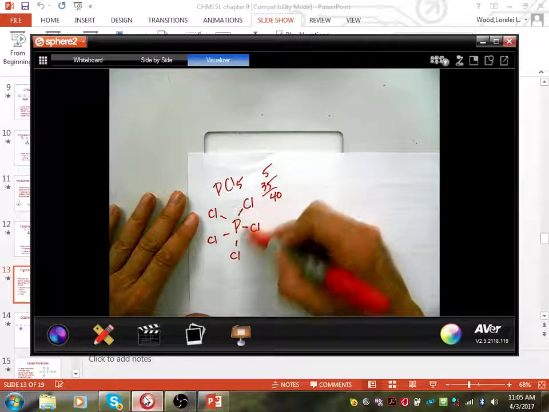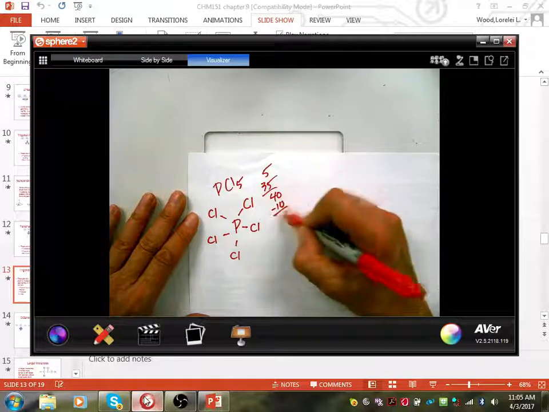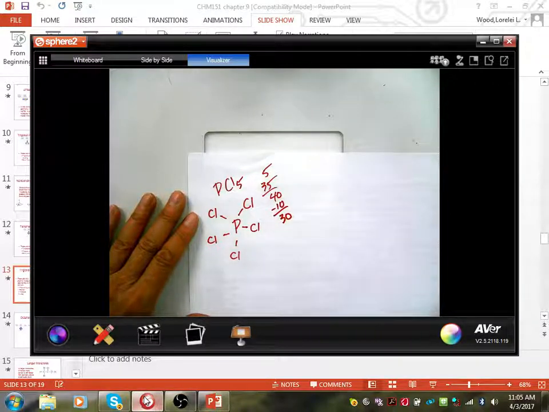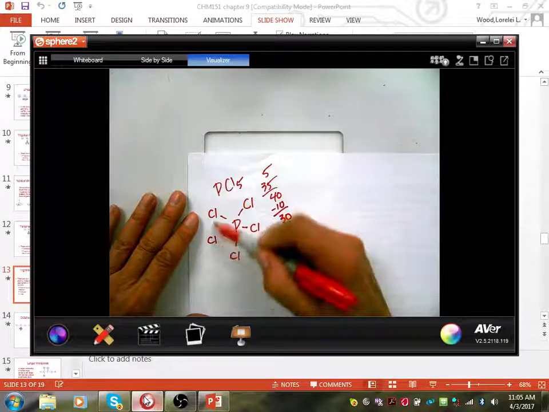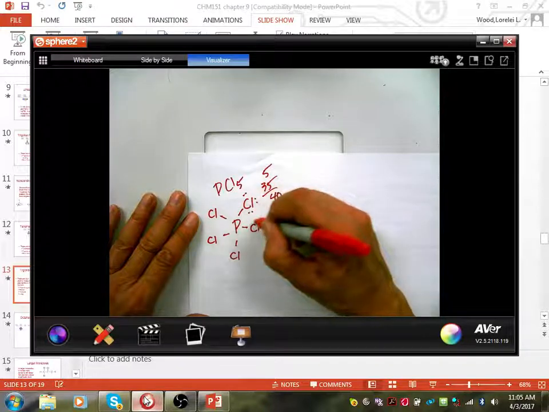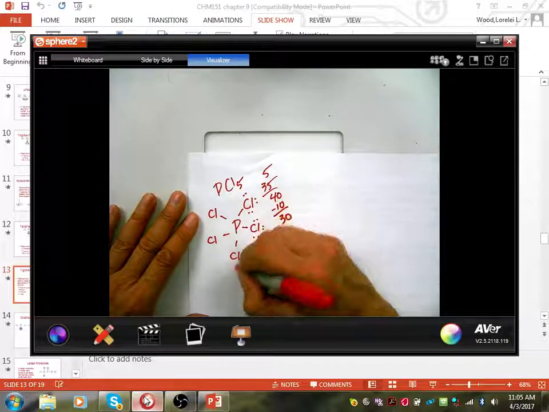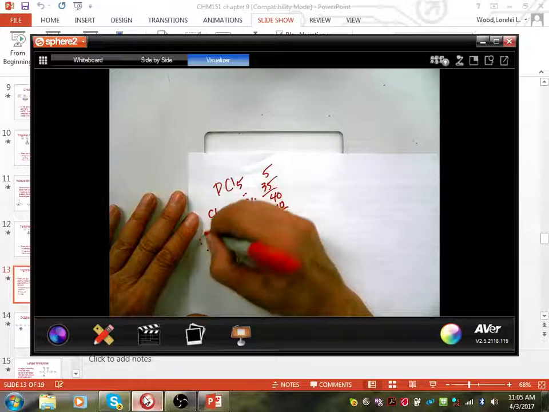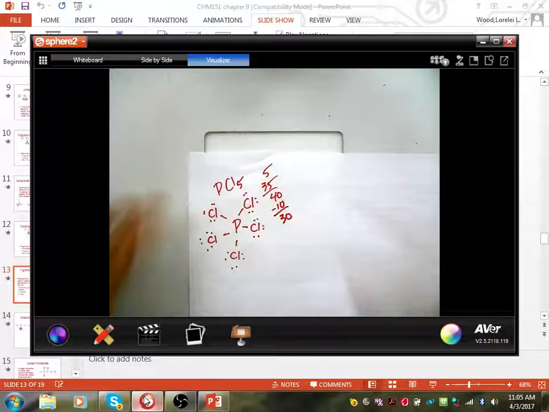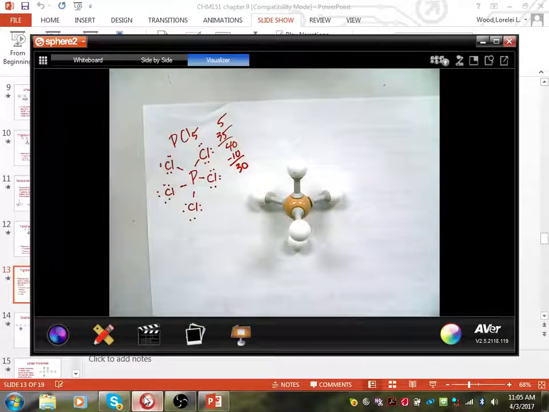All right, 2, 4, 6, 8, 10. I subtract 10 electrons from my total, I've got 30 left. I need 6, 12, 18, 24, 30, right? So I put my valence electrons in for PCl5. And I'm really not too concerned about the valence electrons on those other than the fact that I'm achieving my octet. If I look at PCl5, it's going to look like this, right?